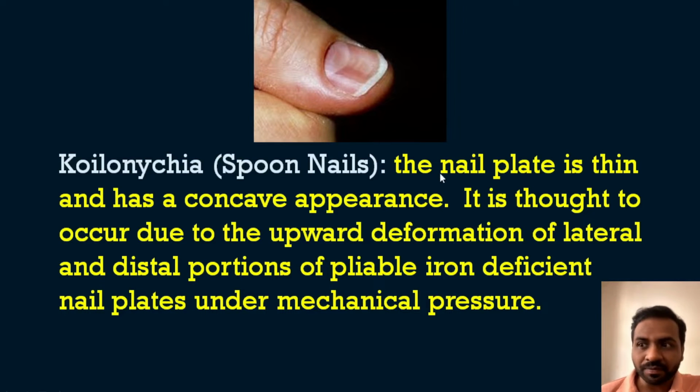Why? Because the nail plate is thin. You can see the nail plate is very thin and has a concave appearance like a spoon. It is thought to occur due to the upward deformation of the lateral and distal portion of the pliable, iron deficient nail plates under mechanical pressure. So this is the reason why spoon nails or koilonychia happen in severe iron deficiency anemia, and this is the picture of a spoon nail.